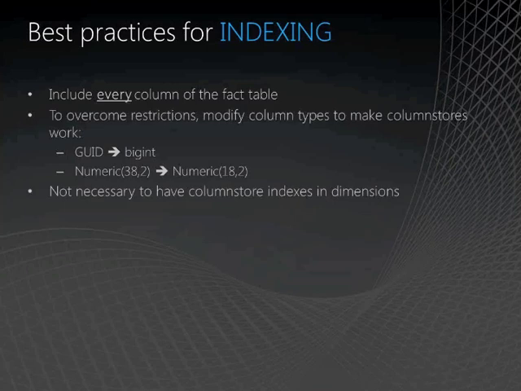Try and overcome some of the restrictions that we've talked about by modifying the data types. For example, you can convert a GUID to a bigint, or change the numeric from 38 down to 18. These are some of the things you should try and implement to get the best out of the column store index. And as I mentioned earlier, it's not necessary to have column store indexes in dimensions, but in some cases we can see it adding some value.